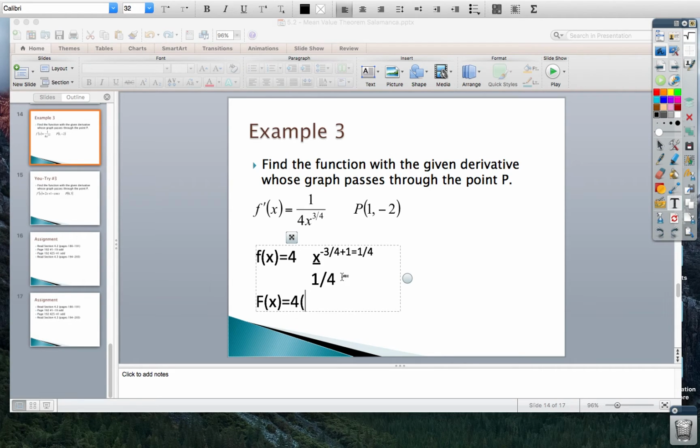x equals 4 times 4, x to the 1/4 power. So let's test that really quick. Let's take the derivative of this. So f prime of x equals 4. We're going to leave there. And then when we do the power rule here, we're going to bring down that 1/4, x to the 1/4 minus 3/4.